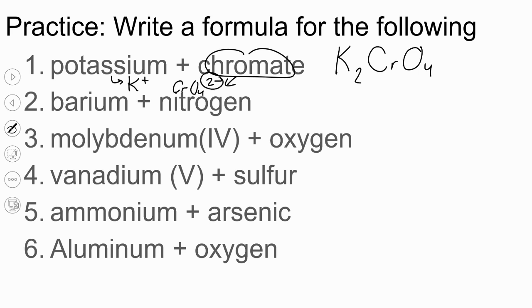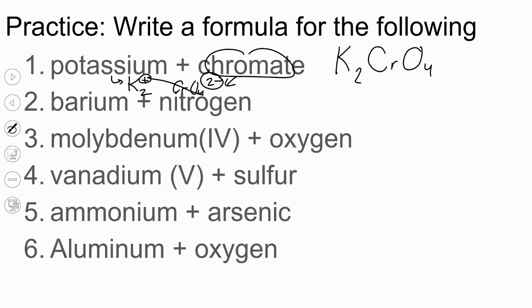So then we can use this charge to tell us how many potassiums. So 2 potassiums for every 1 chromate. Okay, so then we've got potassium chromate. Okay, questions on that? We're okay? All right, how about this one?